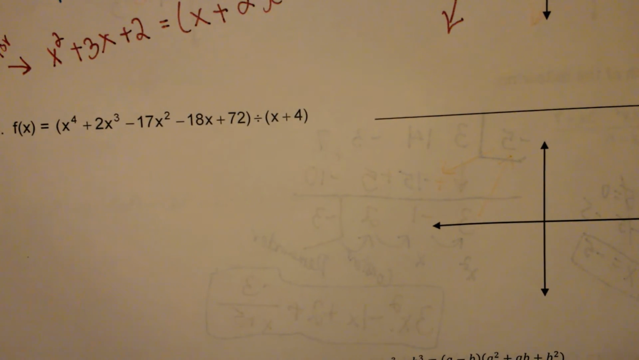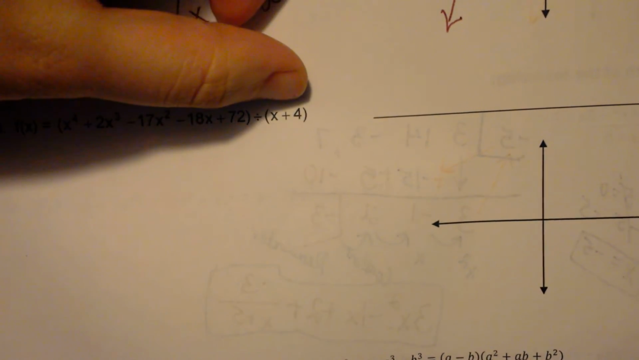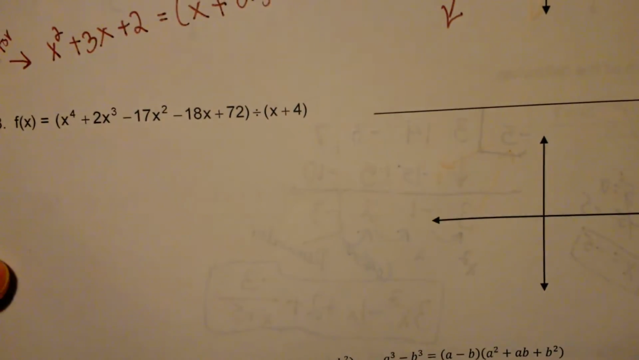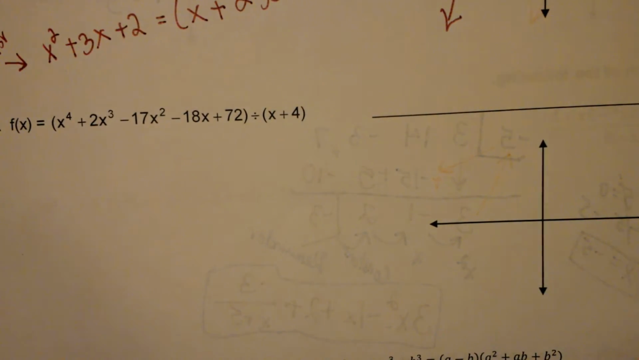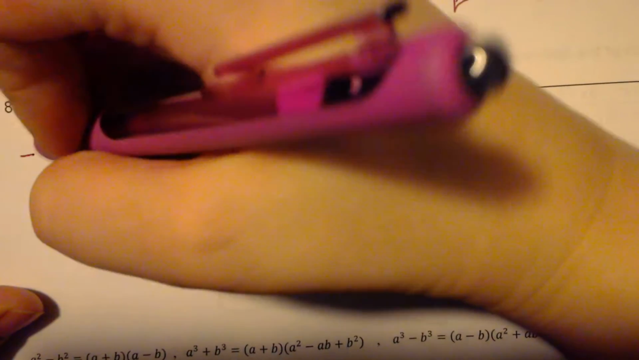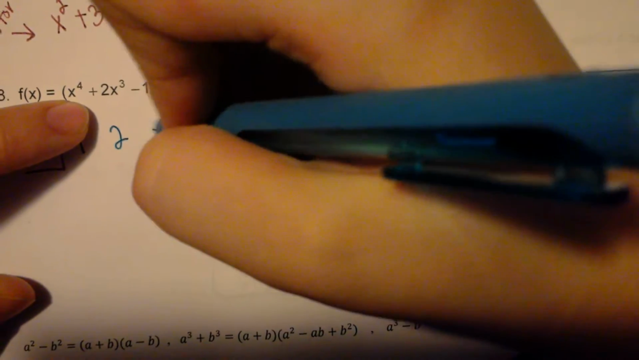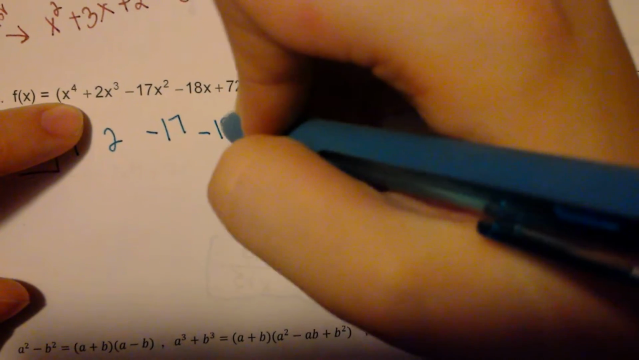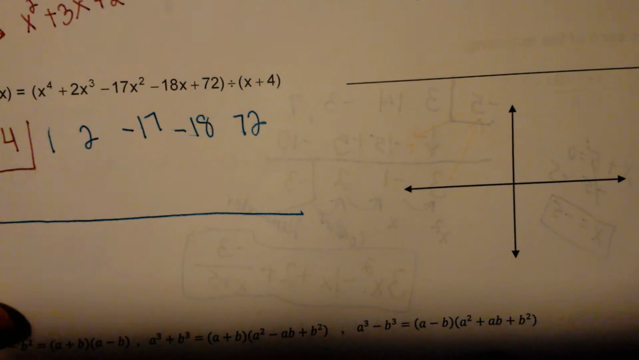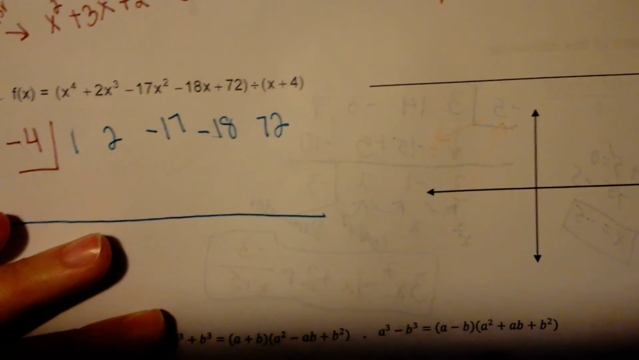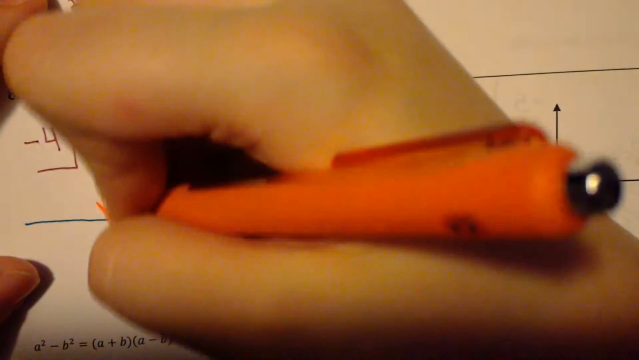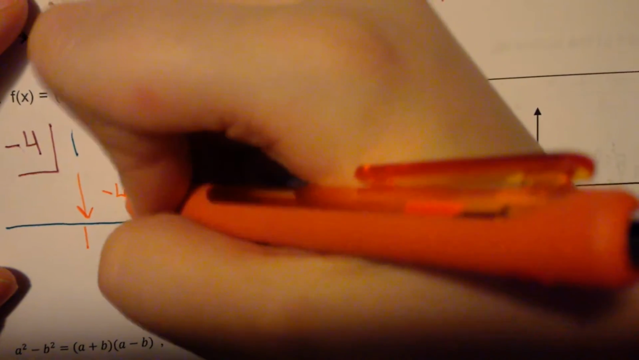The number 8, I'm going to set my factor equal to 0. X plus 4 equals 0. I'm going to have negative 4. And then I have my coefficients 1, 2, and negative 17, negative 18, and 72. So my first number comes down. I have 1, that's going to give me a negative 4. It's going to add to be negative 2.